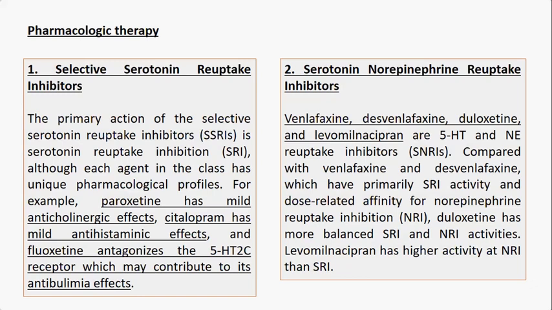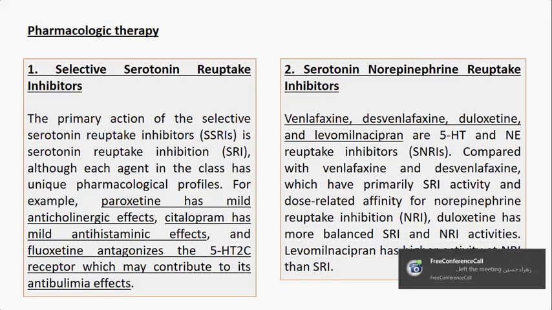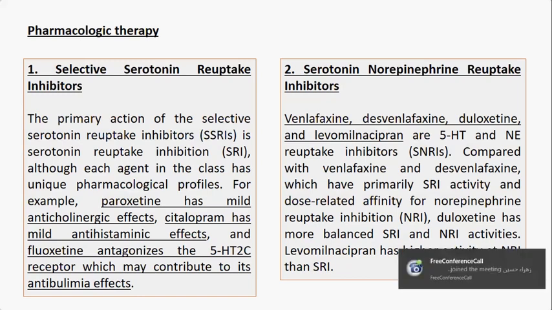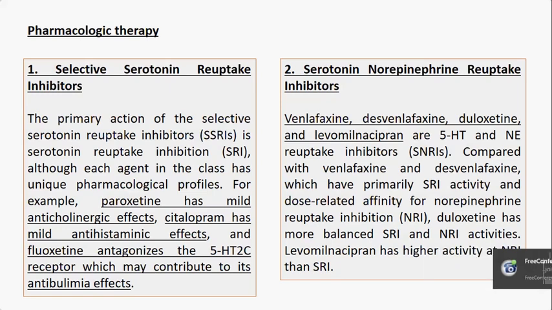The primary action of the selective serotonin reuptake inhibitor is serotonin reuptake inhibition, SRI. Serotonin reuptake inhibition مثل ما شفتوا طلاب بالفيديو التوضيحي اللي شفناه بداية المحاضرة اللي كان يوضح آلية عمل selective serotonin reuptake inhibitors. Although each agent in the class has a unique pharmacological profile, لكن مع هذا إنه the general mechanism of action is inhibition of serotonin reuptake.